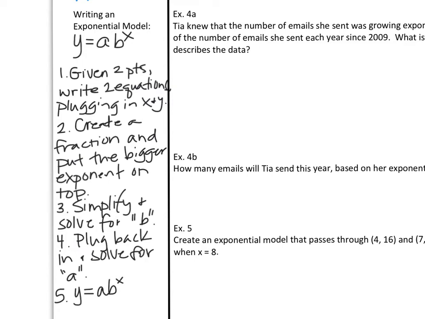Step 2, you'd want to create a fraction with those equations. I know it sounds kind of strange. Create the fraction, and whatever equation has the biggest exponent, put that in the numerator. From there, you'll simplify the left side and the right side of that fraction by applying our exponent rules, and you'll be able to solve for b. Once you get b, we'll plug it back into one of the equations and get a. Once you get a and b, then you can write your equation that would model any situation.